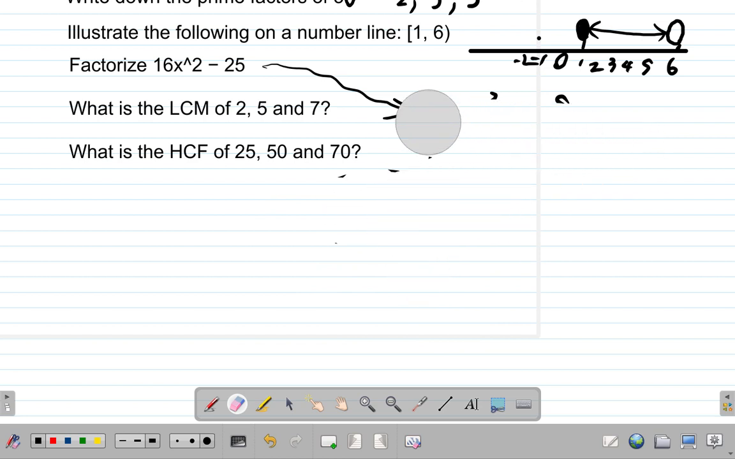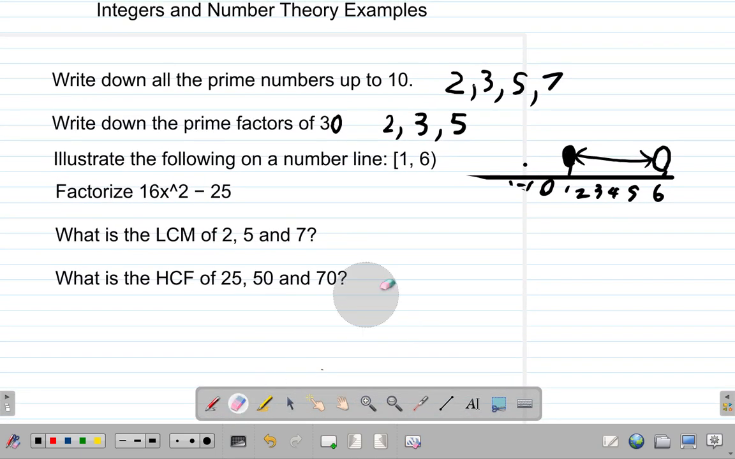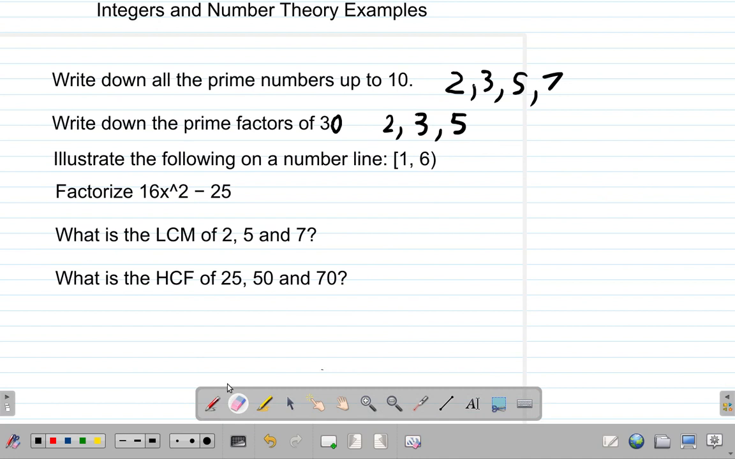But anyway, let's erase these. I'm making space. Here now, you can erase this as well. The LCM of 2, 5, and 7, lowest common multiple. What's the smallest number that all of these can go into without leaving a remainder? Let's look at the biggest number here.